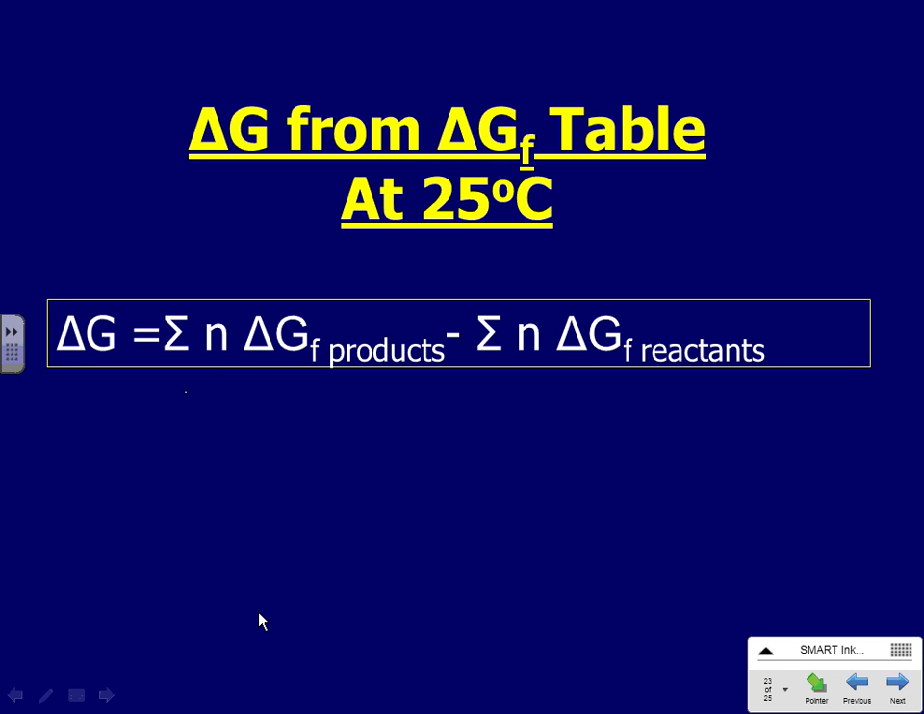This equation is just like the ones we've used with delta H and delta S. The sum of the coefficients times the delta G of formation of the products minus the sum of the coefficients times the delta G of formation of the reactants. So I'm not really teaching you anything new here, except you're looking at the next column. Okay?